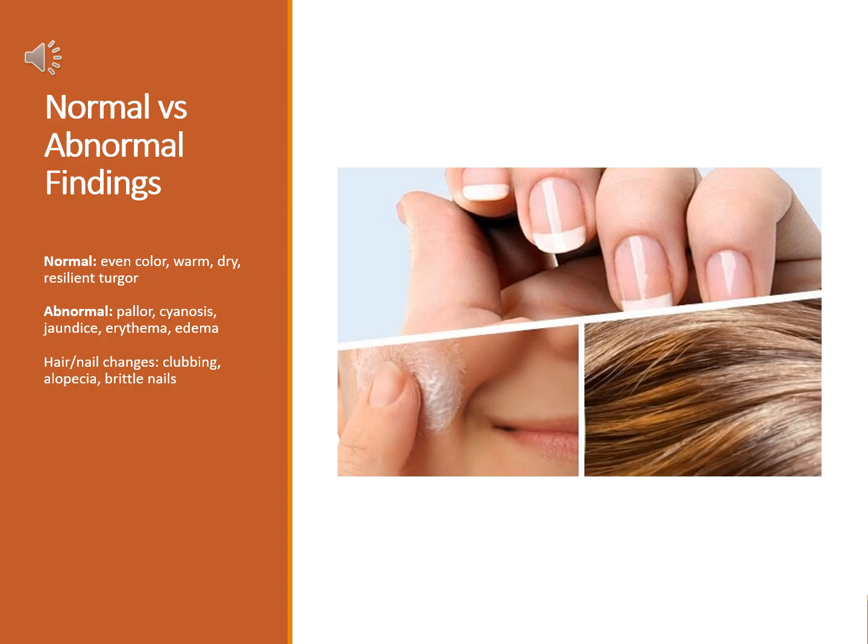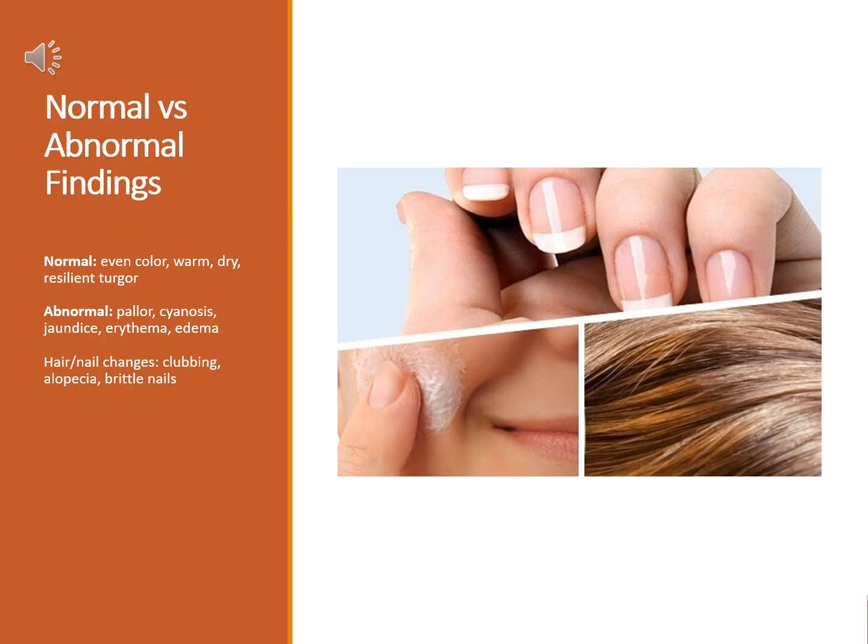Your extremities are symmetrical in size on both sides of the body. If we see any unilateral swelling, this could be indicative of a blood clot. So if one calf is larger than the other, we may be thinking blood clot. We want to see no edema. This can be indicative of heart failure, renal disease, blood clots, things like that. So we don't want to see any unusual swelling on one side or the other.